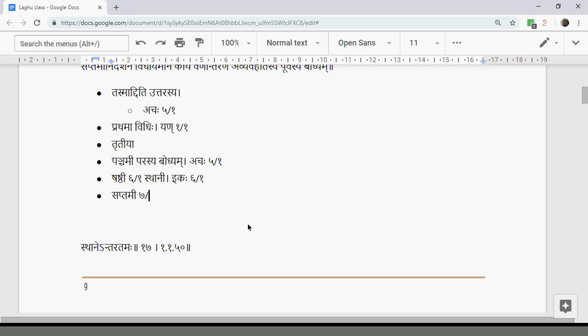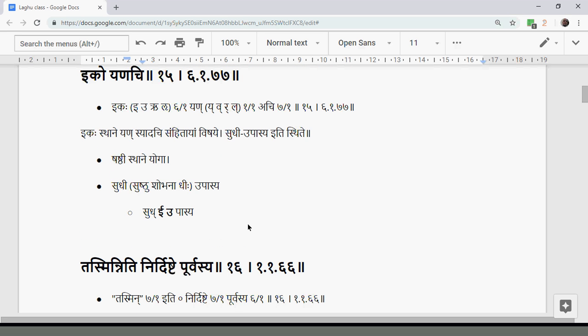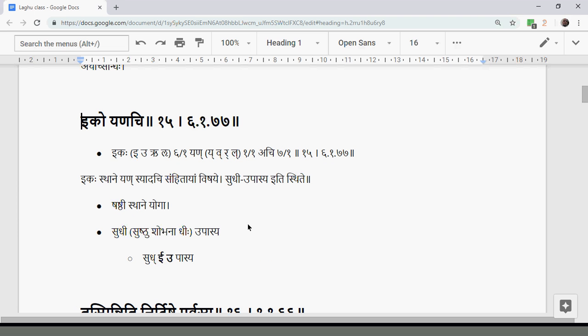What is saptami? Tasminiti nirdishte purvasya. So purvasya is purvasya bodhyam. Avyavetasya, all are avyavetasya purvasya bodhyam. Saptami here is achi. When an ach follows, that letter which is immediately preceding will get the adesha, that becomes the sthani. Now, by these two sutras, Iko Yanchi means Ikasthane Yan Syad, Yan adesha syad, samhita vishaya.